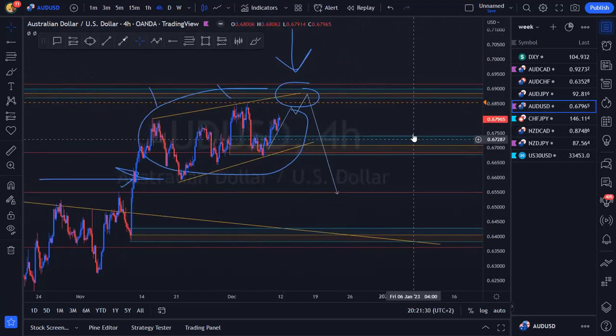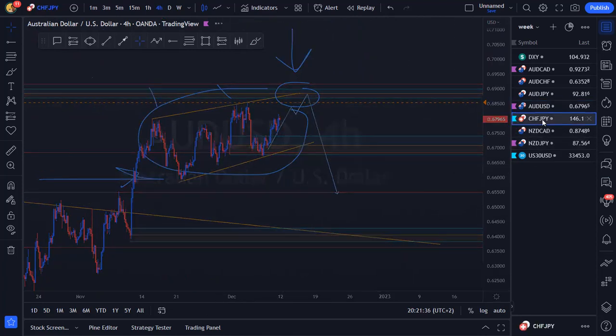This setup looks like a very nice setup. AU's just been a little bit clean for the last month or so.